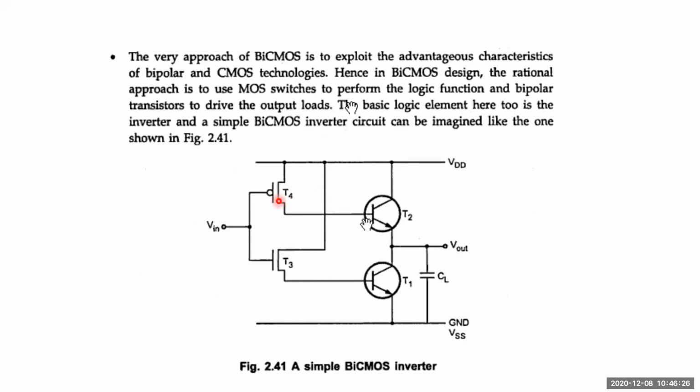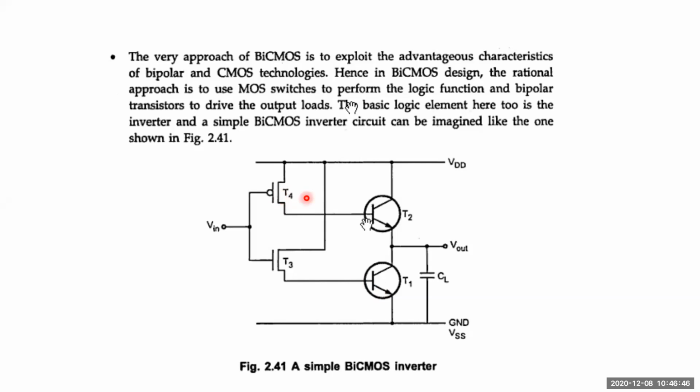If the NMOS is turned off, the source of the NMOS is connected to T1, so it is not supplying any kind of input to T1. Your T1 goes into the off state. It becomes a non-conducting transistor, a non-conducting BJT.